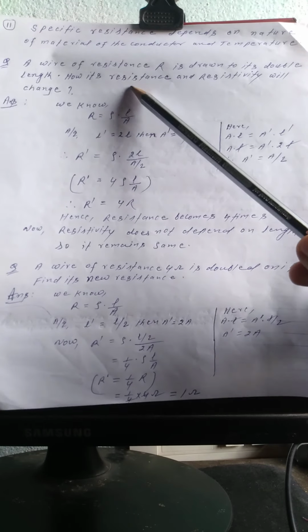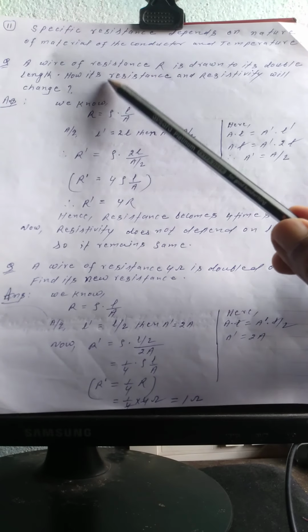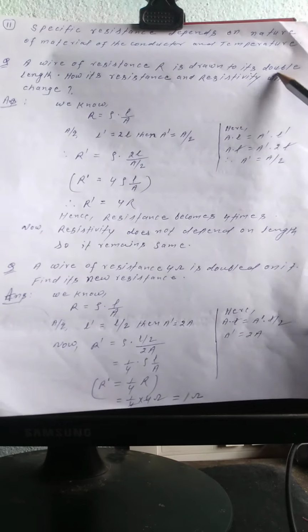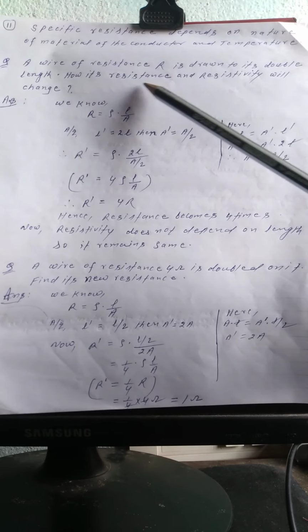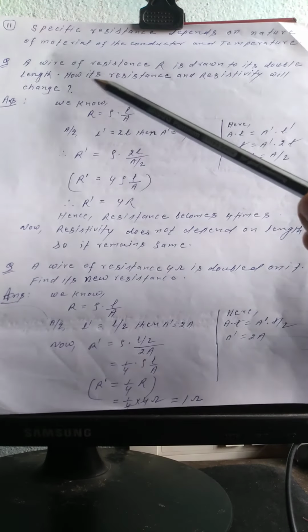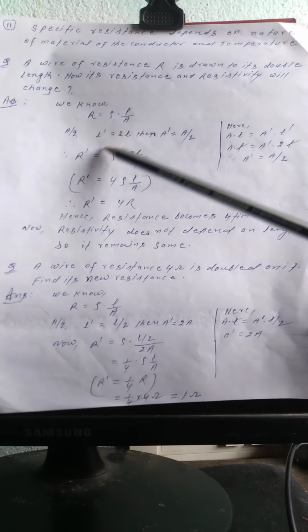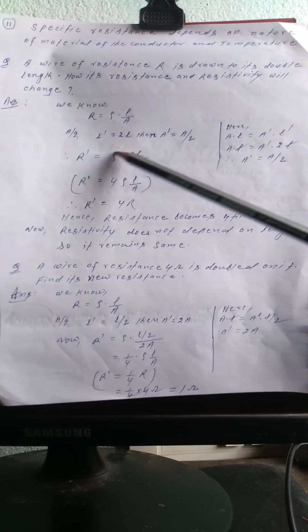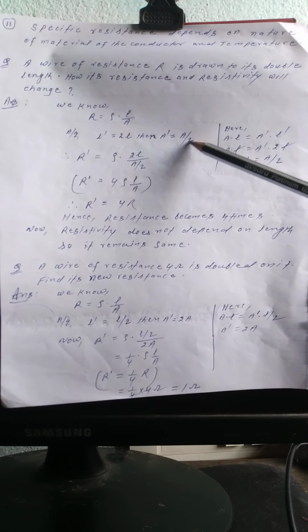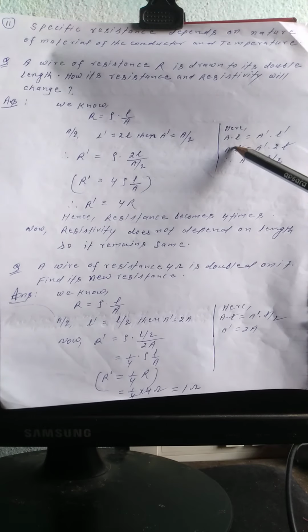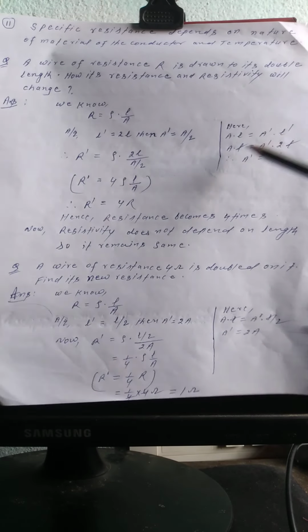Now one question related to specific resistance. A wire of resistance R is drawn to its double length. How will its resistance and resistivity change? We know R is equal to rho into L by A. According to the question, L dash is equal to 2L, and A dash is equal to A by 2. Now we know that volume remains the same. So A into L is equal to A dash into L dash.